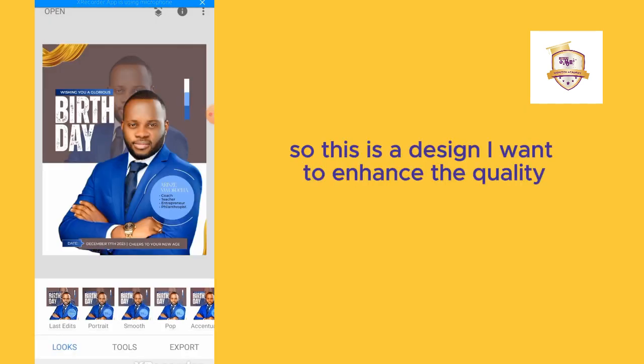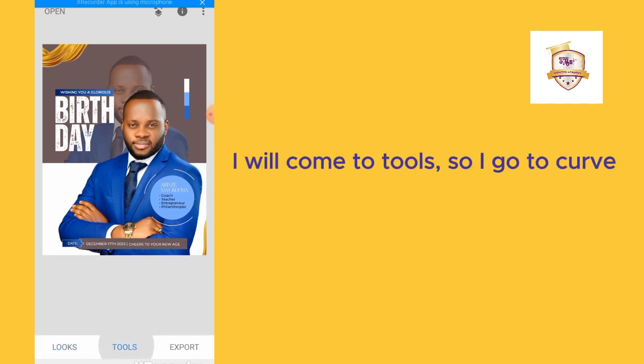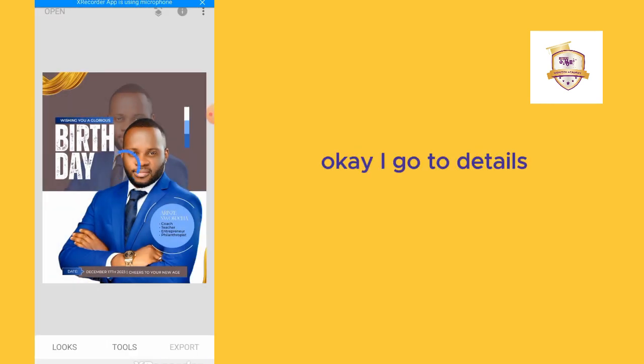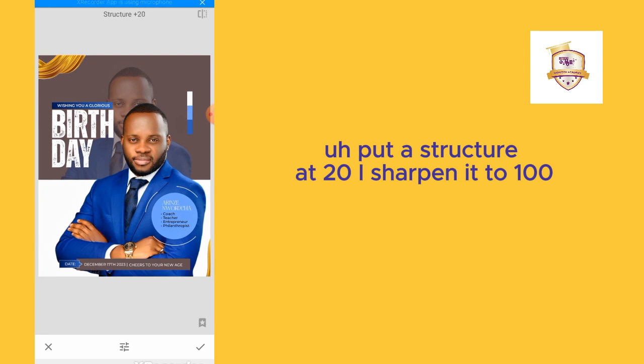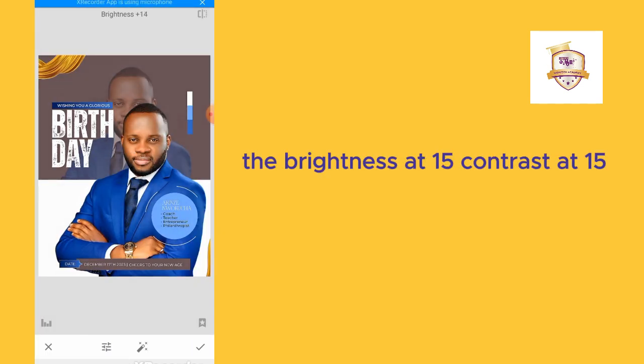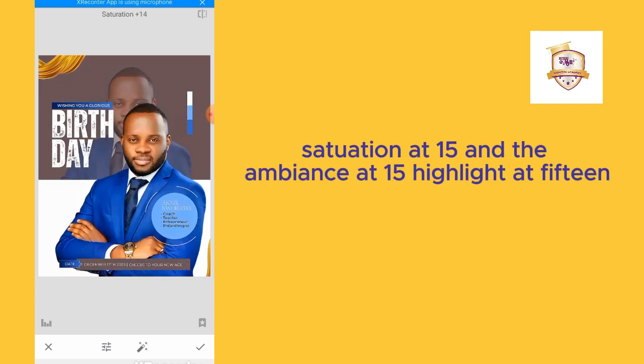So this is the design. I want to enhance the quality. I will come to tools, I go to curve, I bring it down a bit. Okay, I go to details, put the structure at 20, I sharpen it to 100. Then what again, I go to tune image, the brightness at 15, contrast at 15, saturation at 15, ambience at 15, highlight at 15.